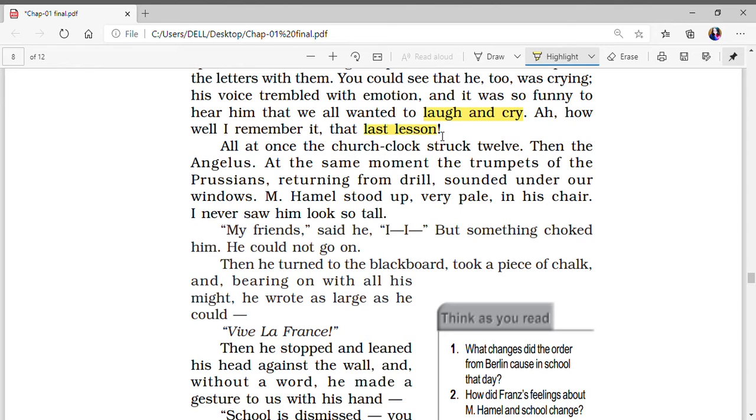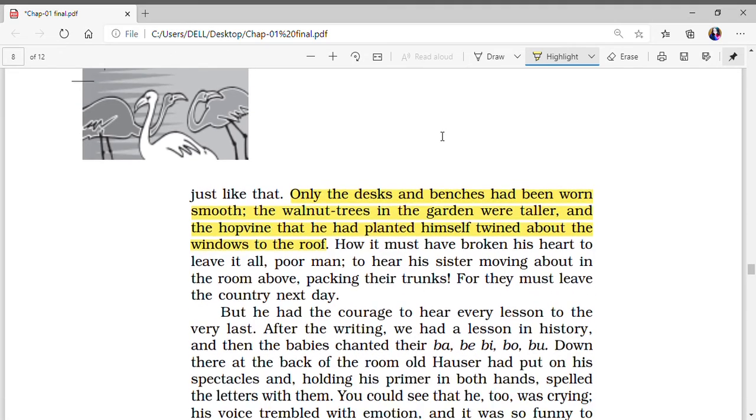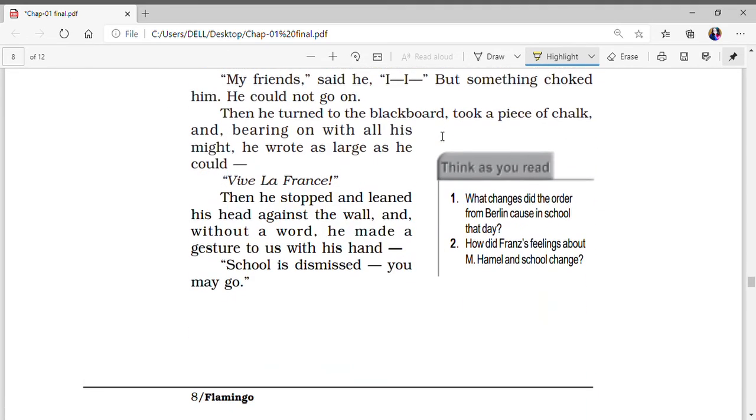All at once, the church clock struck 12. Then the angelus, at the same moment, the trumpets of the Prussians returning from drill sounded under our windows. M. Hamel stood up very pale in his chair and never saw him look so tall. Okay, so Mr. Hamel has turned so pale with grief. "My friends," said he, he's trying to speak, but he cannot speak. He is so grieved, something choked him. He could not go on.